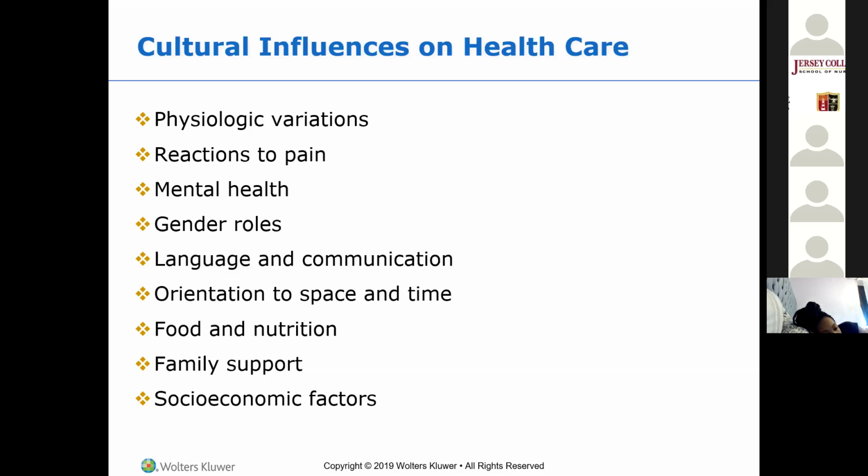Other things that could influence that would be different cultures. Different cultures believe they're supposed to be in pain because God wants them to be in pain. And that's a religious thing. God wants me to suffer, so I'm not going to take the pain medication. And so that's going to make a difference in how they respond to anything that you're trying to give them, and how you have to approach them, and how you have to treat them.